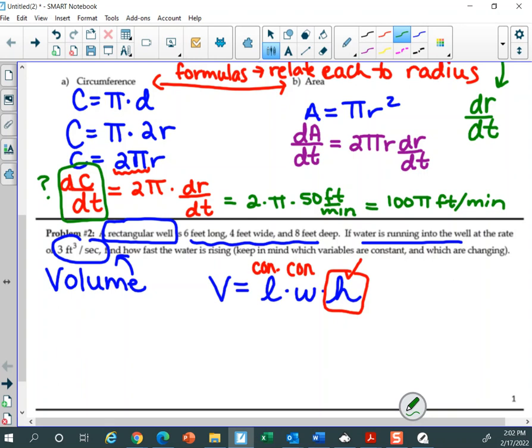Okay, so length and width in a rectangular prism filling up, height changing, so volume changing. The other two dimensions remain the same. So the change in the volume is going to strictly relate to the change in the height. All right, L and W are fixed numbers. They're not changing in this problem.